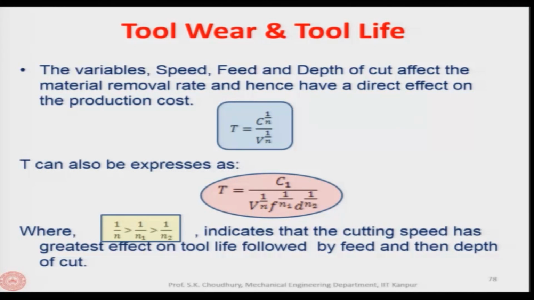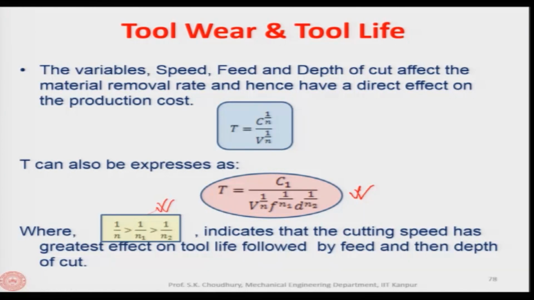Here it has been seen that 1 by n is more than the power of f, which is more than 1 by n2. This shows that the effect of velocity, whose power is 1 by n, is more than the effect of feed and the depth of cut. So, it indicates that the cutting speed has the greatest effect on the tool life, followed by feed and then depth of cut.